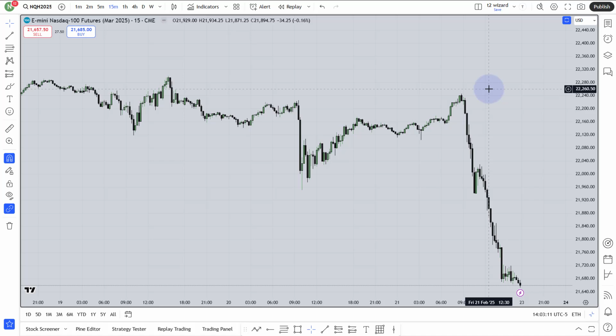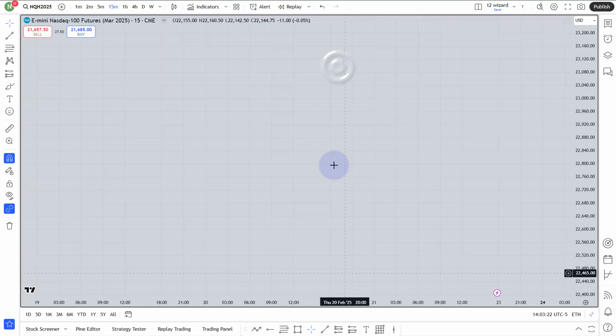This ICT concept is based on retail traders' liquidity. Now, what is that liquidity? I'll go for the drawing and then I'll come to this real chart to give you the example.